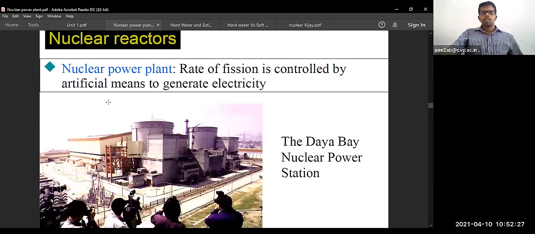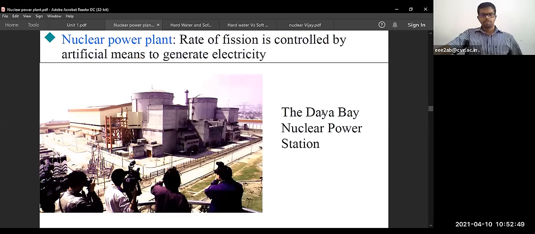Here, if you see the structure of a nuclear power plant in this picture, generally the rate of fission is controlled by artificial means, the moderator and control rods, for reducing the rate of fission.